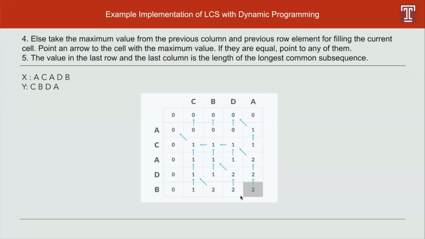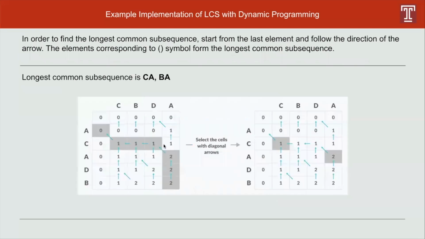So in the last position, we'll see that it is 2. This will be the longest subsequence problem. So in this sequence and in this sequence, the common subsequence's length will be 2. That is our answer. So what if we want the sequence from this matrix?